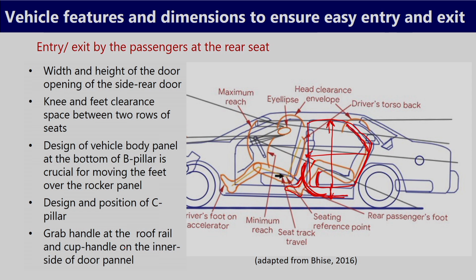Apart from these door related dimensions for the rear seat passenger, there are other vehicle components like the grab rail handle at the roof rail. Inside this roof rail, we can see this type of grab rail handle. Those handles are also important, because while passengers are entering or coming out of the vehicle, they hold this type of grab rail and lift their body weight and come out, or while going in, hold this grab handle and gradually lower their body weight onto the seat. So, this grab handle position and its design is important for the entry exit process.